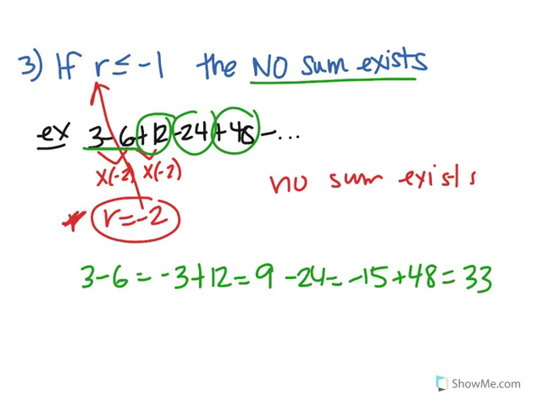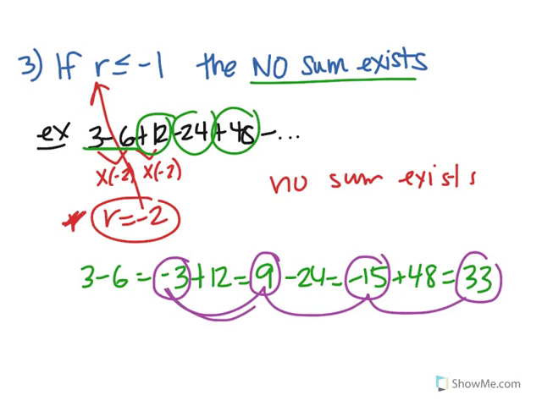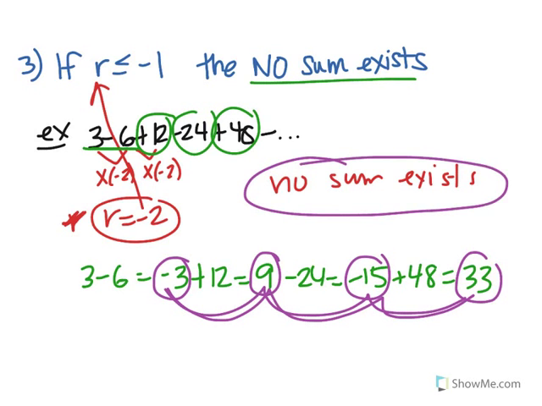My first sum was negative 3, then my second sum was 9, and then my next sum was negative 15. What's happening is I'm not approaching a single number. I'm going from negative to positive to negative to positive. It's not approaching one number, so the sum does not exist.